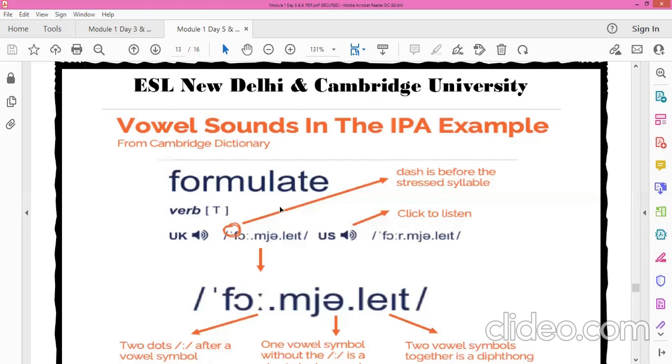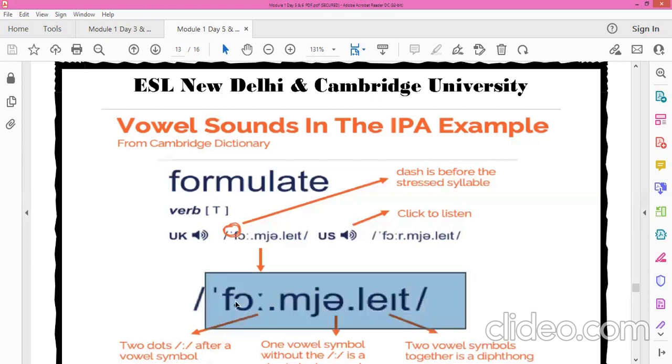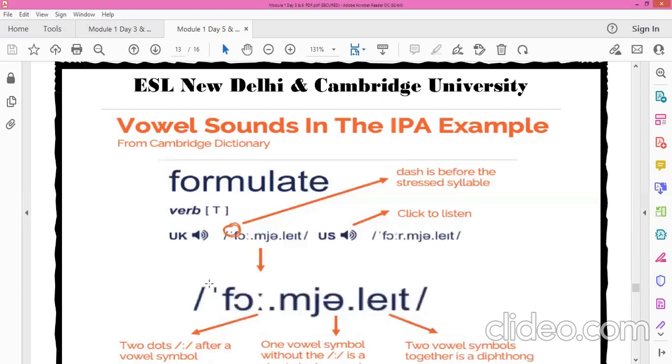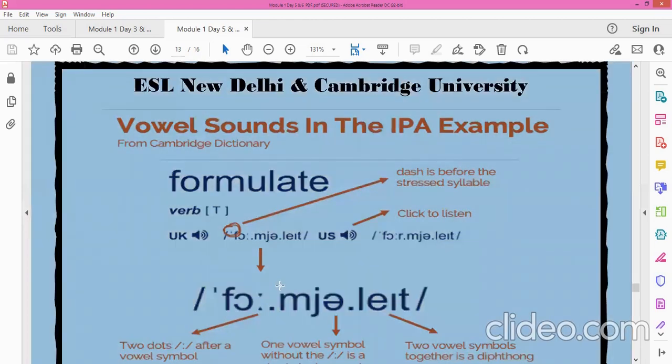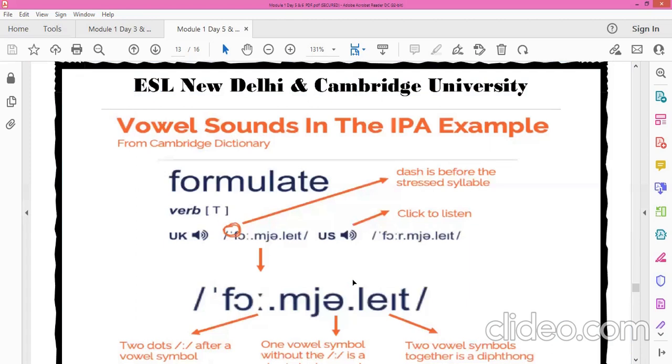Whenever you check a new word in your dictionary, remember wherever this mark is given, this dash is actually a stressed syllable mark. So that means I have to stress where? On the first one. Yes. If it comes here, that means I have to stress the second syllable. If it is at the last, that means I have to stress the last. Got it? Yes, sir. Great.